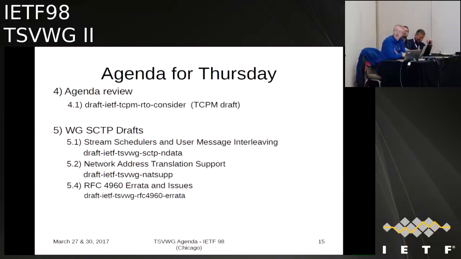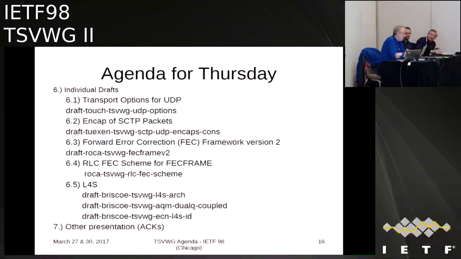And then the next slide shows the agenda for the second half. We have individual drafts. We have a few of these, and some of these will be looking for working group adoption, like we noted in the earlier meeting. So we have transport options for UDP. Joel's requested the working group to consider this.